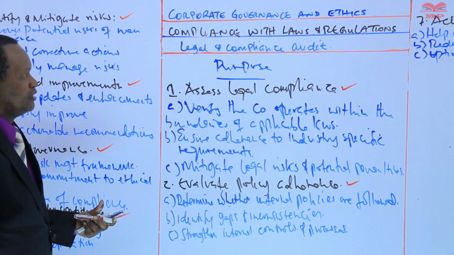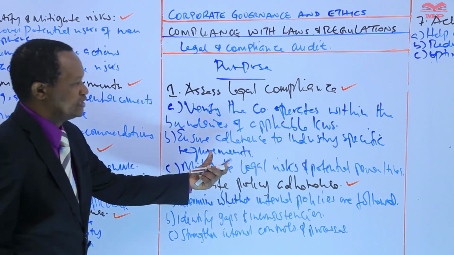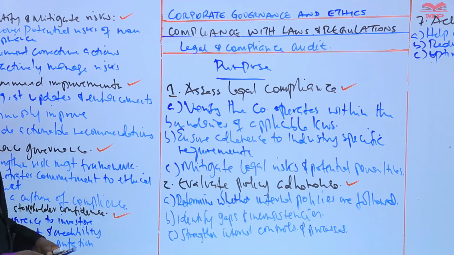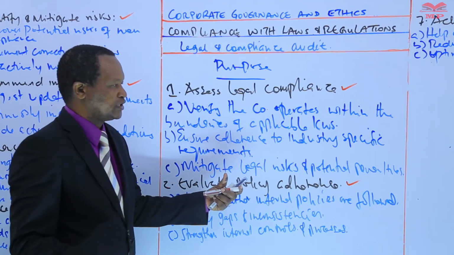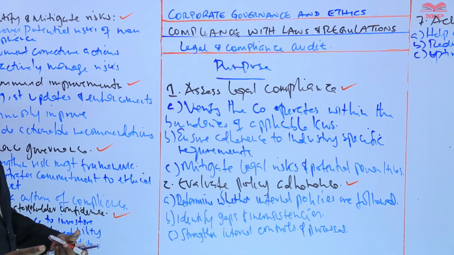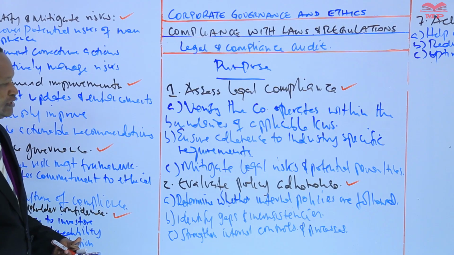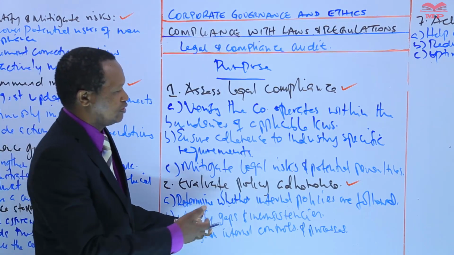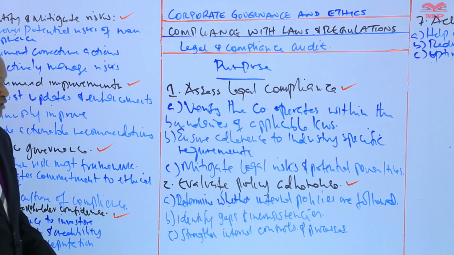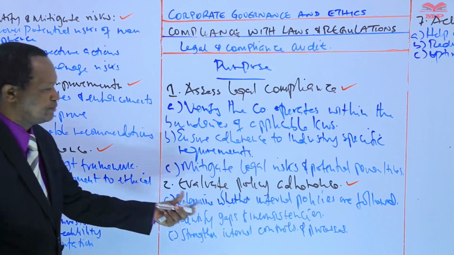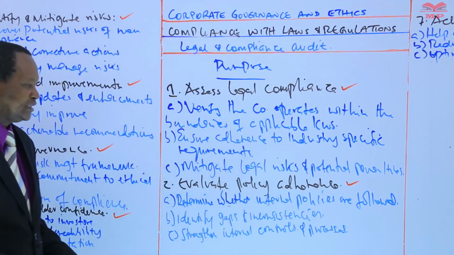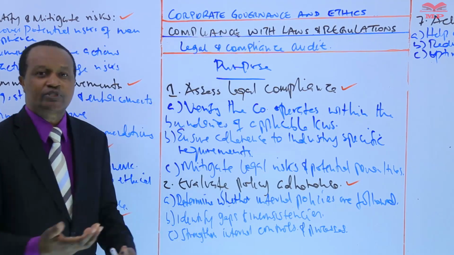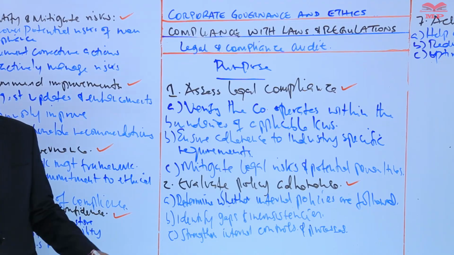The audit can help ensure adherence to industry specific requirements. It may also help to mitigate risks and potential penalties. Legal and compliance audit can help in determining whether internal policies are followed. It can identify gaps and inconsistencies in the internal control system. It may also help strengthen the internal controls and processes and so on.